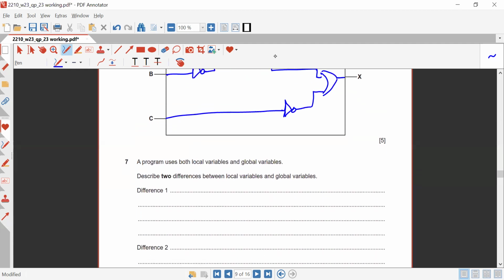Coming towards question number 7. What does question number 7 say? A program uses both local variables and global variables. Local variables are those defined within a particular module, so they can be utilized in that module only. For example, if you have declared a variable in your procedure, it can be utilized in that procedure only. It cannot be utilized in any other function or procedure in your program. But global variables can be easily utilized. Now they are saying describe two differences between local variables and global variables.